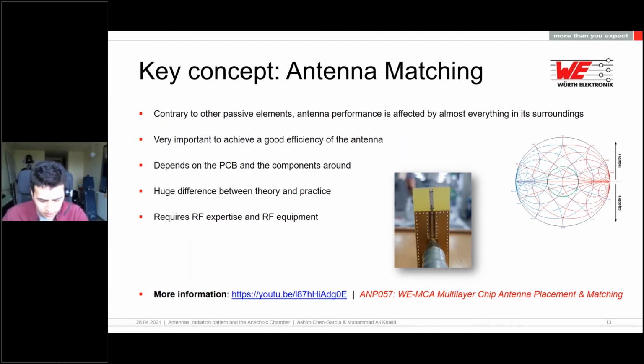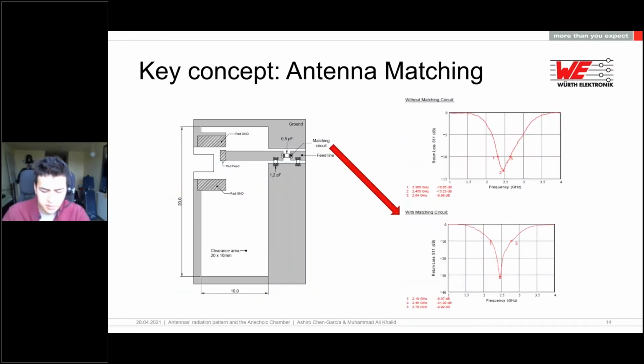The important thing for today is to know that a good matching is a must if we want to have the best performance of an antenna. As we said, to characterize it and check it, we make use of the anechoic chamber. Here you can see an example of the different performance in an antenna using matching or not using it. The graph above is from an antenna without any matching, and the graph below is from an antenna where the matching circuit has been done.